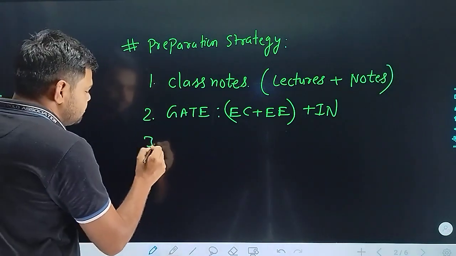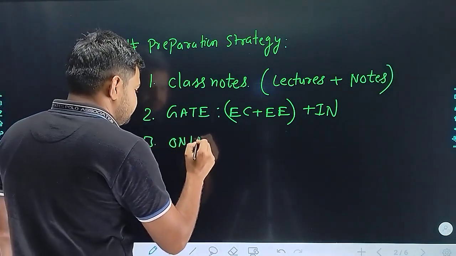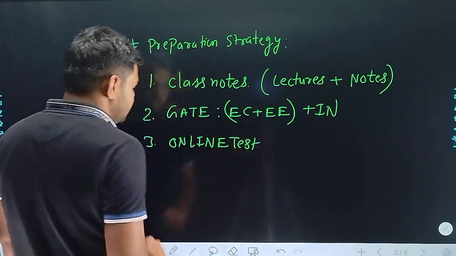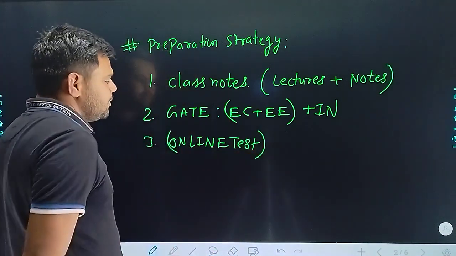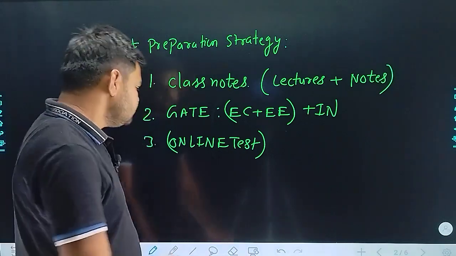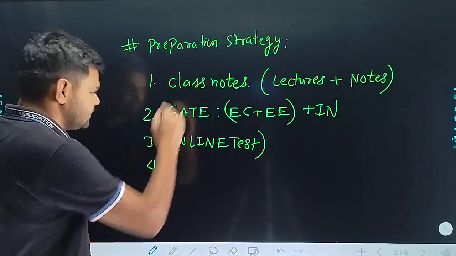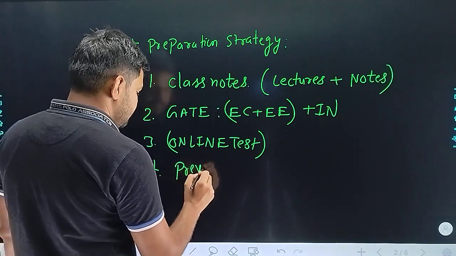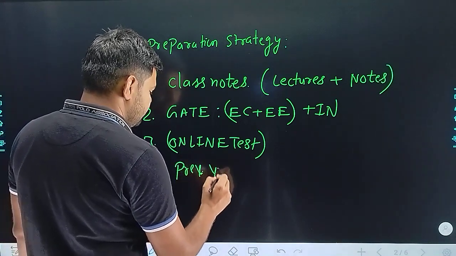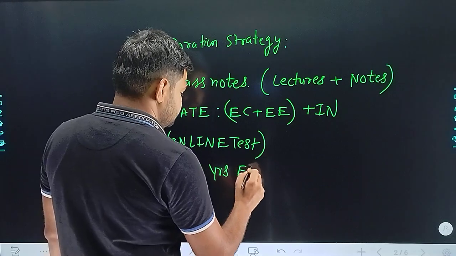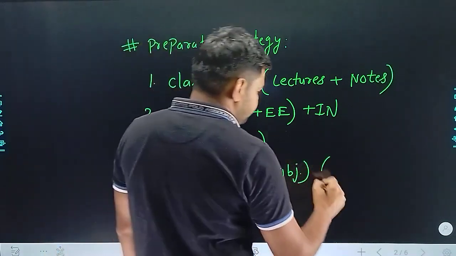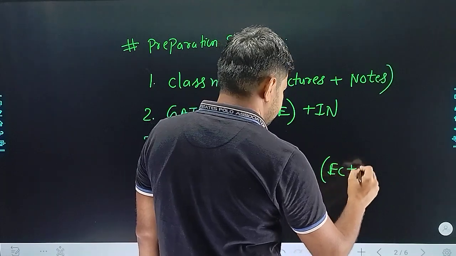The third thing that you should do, you may appear in the online test if it is available for you, otherwise an offline test, whatever facility you have. Okay, so go with the test, and if required, at last, you may go with the previous years' engineering services objective section, only the objective section, of course, for the electronics branch and electrical branch.